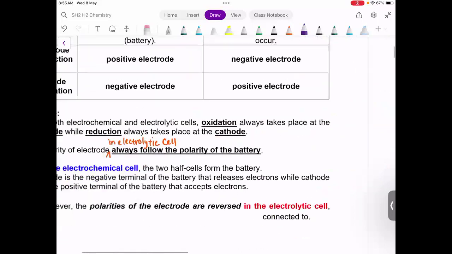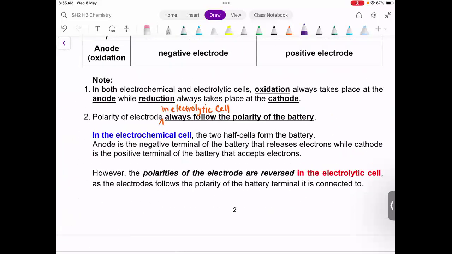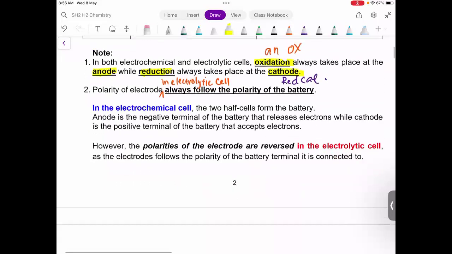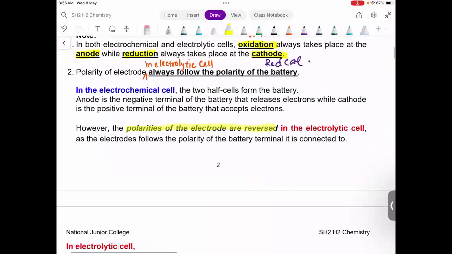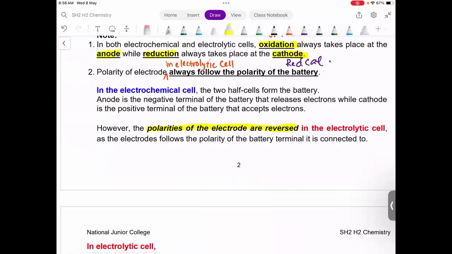All right, so can you amend this? The polarity of the electrode in the electrolytic cell always follows the polarity of your battery. Okay, to make it clearer, can you amend that? And oxidation with anode. Okay, so just remember polarities are reversed. So if you don't quite understand what I said just now, it's okay. You just remember it's opposite.